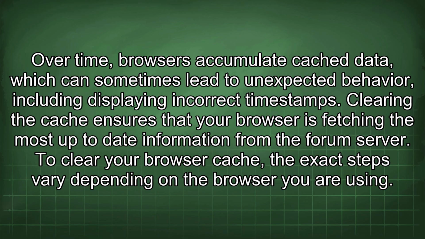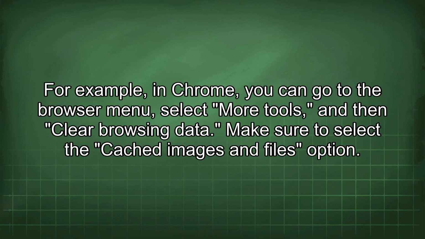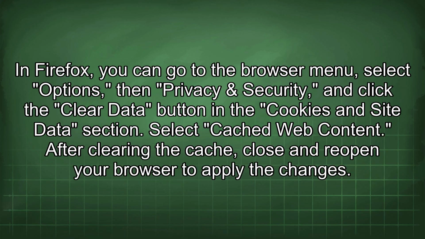To clear your browser cache, the exact steps vary depending on the browser you are using. For example, in Chrome, you can go to the browser menu, select More Tools, and then Clear Browsing Data. Make sure to select the Cached Images and Files option. In Firefox, you can go to the browser menu, select Options, then Privacy and Security, and click the Clear Data button in the Cookies and Site Data section. Select Cached Web Content. After clearing the cache, close and reopen your browser to apply the changes.